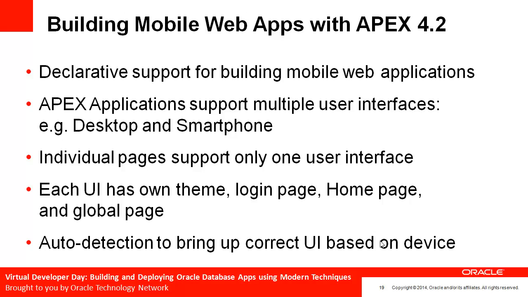And so therefore, if you actually sign on to an application which has both user interfaces and you sign on to it from a desktop, then it will actually go to the login page for the desktop and the home page for the desktop. And then if you log into that same application from a mobile device, then it will actually bring up the mobile login page once you've logged in. As such, it's going to the best user interface based on the form factor that you're logging into the application with.